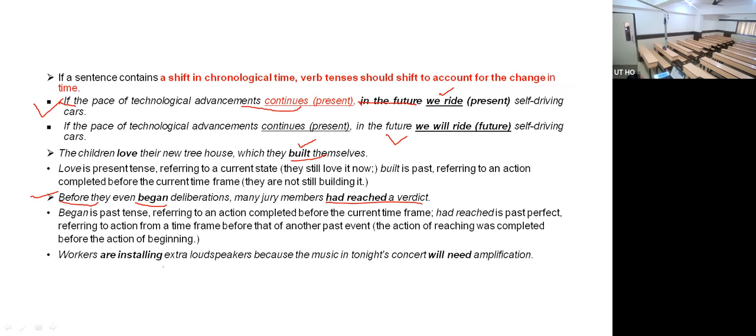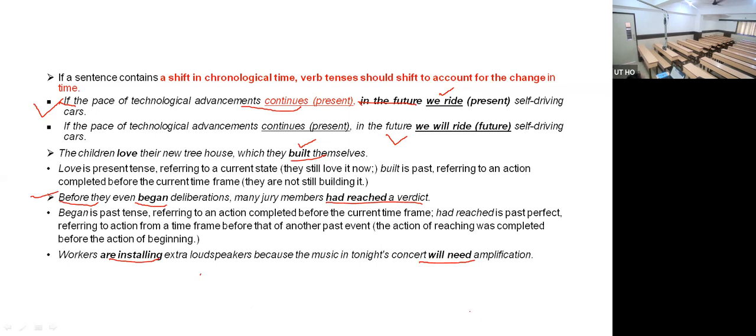Let's see this one. Workers are installing extra loudspeakers because the music in tonight's concert will need amplification. Yeah. Now, if you see, we have are installing and will need.